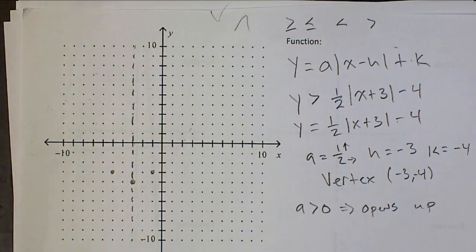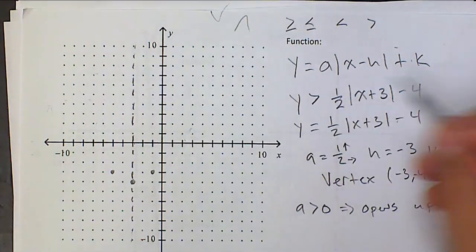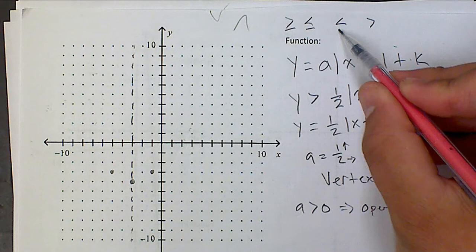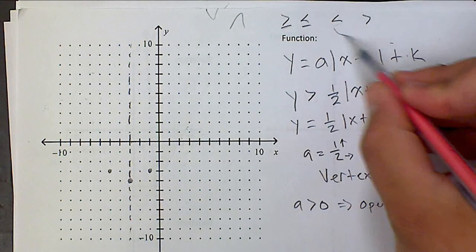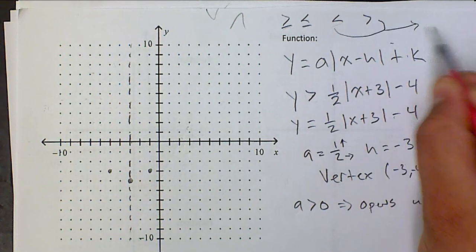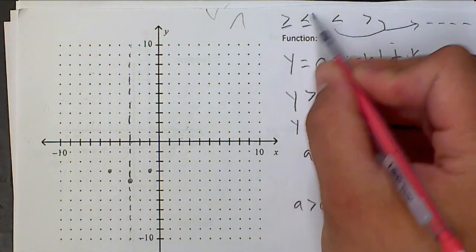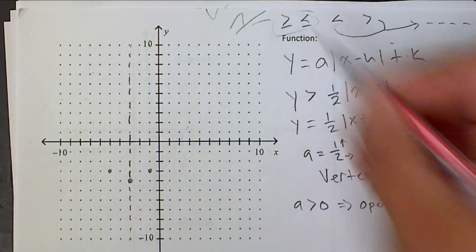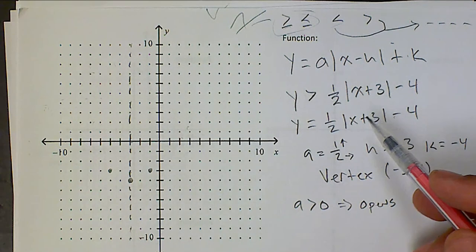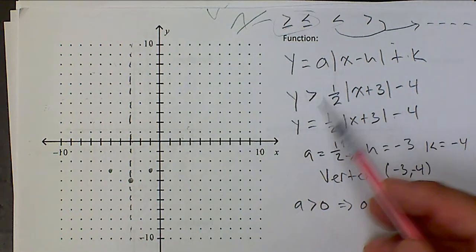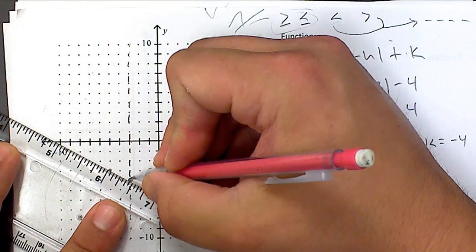Now, before you start drawing your line with your straight edge, you need to look at these symbols. If the inequality symbol does not have the or equal to bar, that bar underneath those signs, these need to be dashed lines, while greater than or equal to or less than or equal to need to be solid lines. Looking at this, I have y is greater than 1/2 times the absolute value of x plus 3, minus 4. I have greater than, which does not have an or equal to bar, so I'm going to go ahead and use a dashed line, like so.